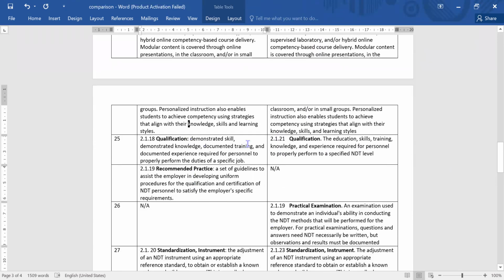Qualification: demonstrated skill, demonstrated knowledge, documented training and documented experience required for personnel to properly perform the duties of a specific job. Qualification here: the education, skill, training, knowledge and experience required for the personnel to properly perform to a specified NDT level. Recommended practice: a set of guidelines to assist the employer in developing uniform procedures for the qualification and certification of NDT personnel to satisfy the employer's specific requirements.